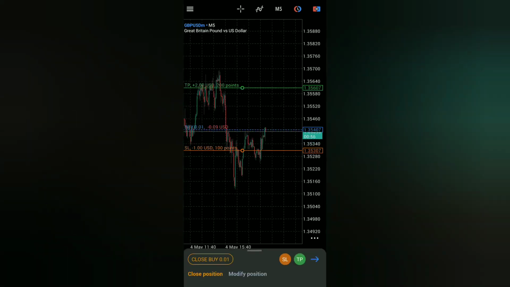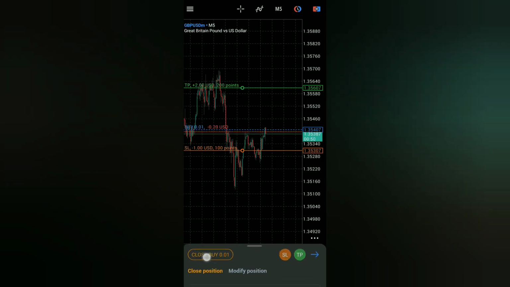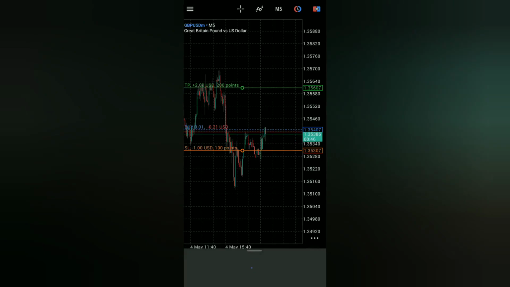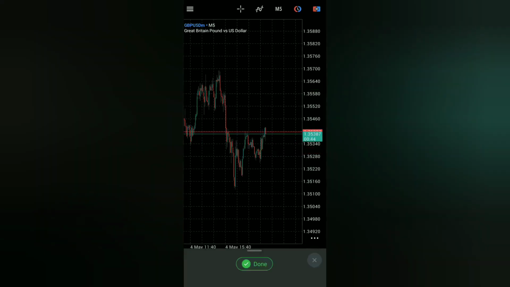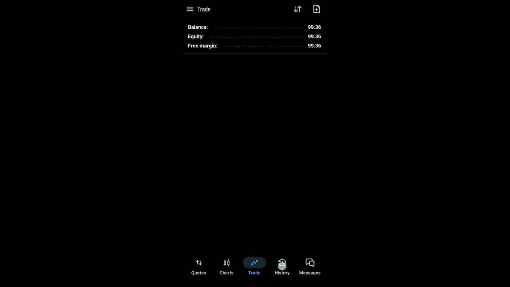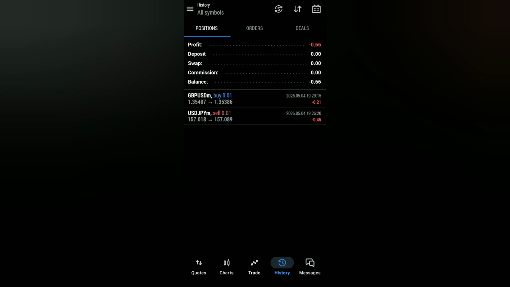Let's say that we sold. Just touch it and press. Look down, you see close buy. So you press close buy, press OK. So we have closed this trade. Now when you come to your history, you see that you have closed 2 trades at a loss or a profit. This is just a random trade.